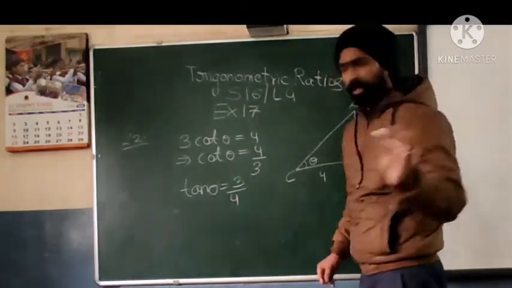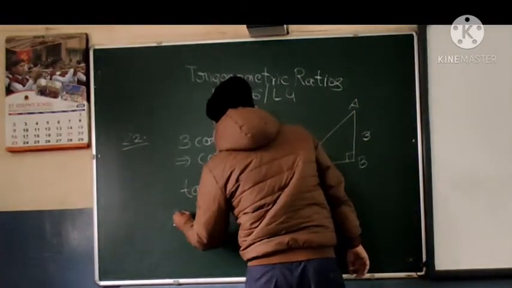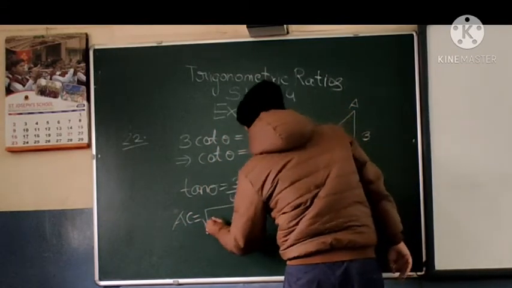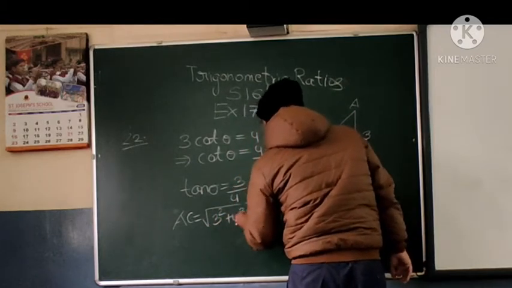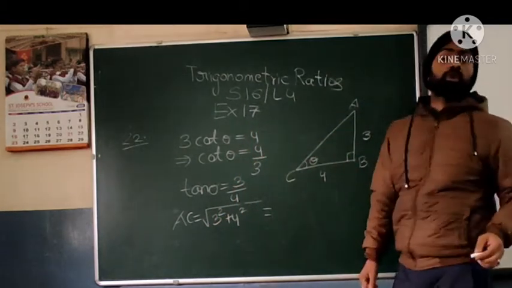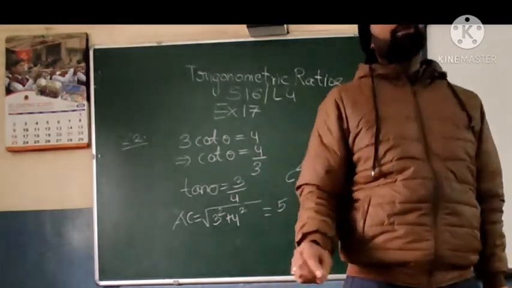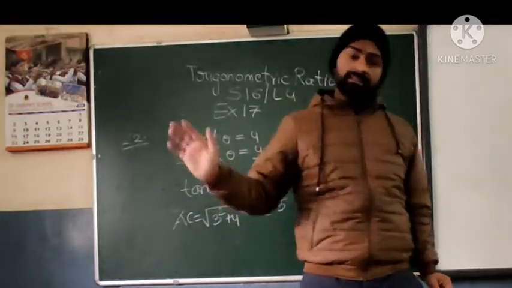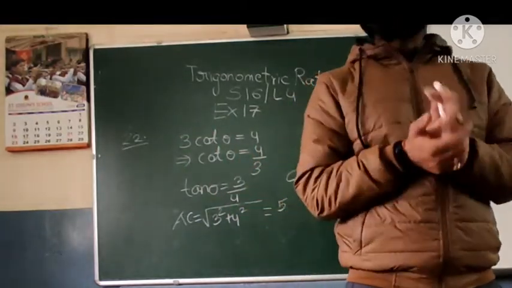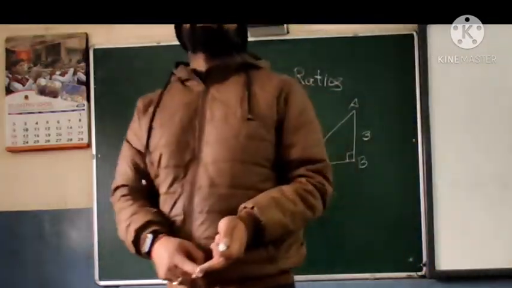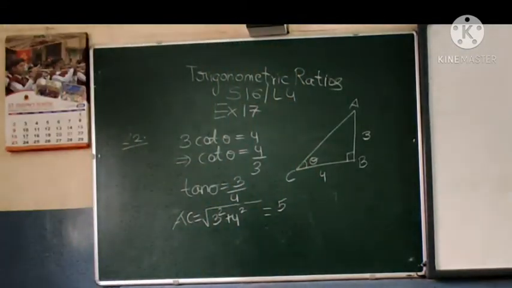So you can just write in one line: AC is equal to under root of 3 square plus 4 square, which is equal to what? 3 square is 9, 4 square is 16, 16 and 9 make 25, the root is 5. Now see, before jumping on to anything, just calculate this because you need the hypotenuse if the question asks about any sine ratio or cosine ratio. So you need to calculate this.